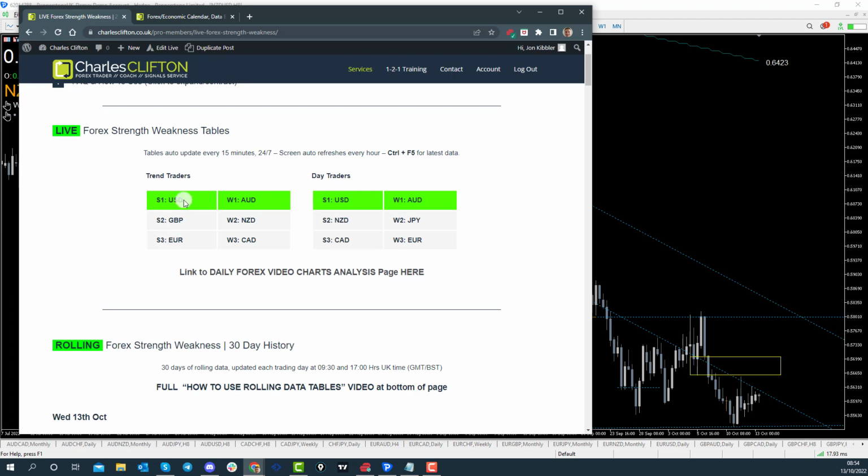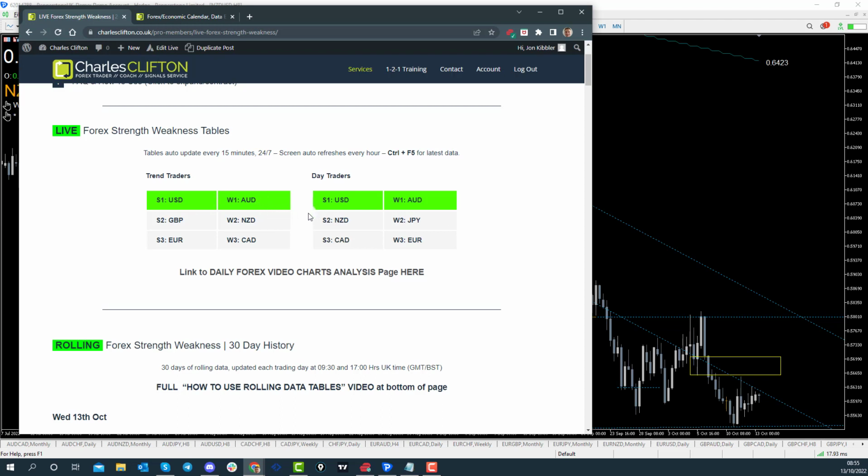As you can see, what the live Forex strength and weakness tables are showing us is that the dollar is S1 on both tables and that the Australian dollar is W1 on both tables. So dollar strongest, Aussie the weakest. Now, in these videos, we're going to focus on the highlighted currencies. So dollar and Aussie are the ones to watch today.